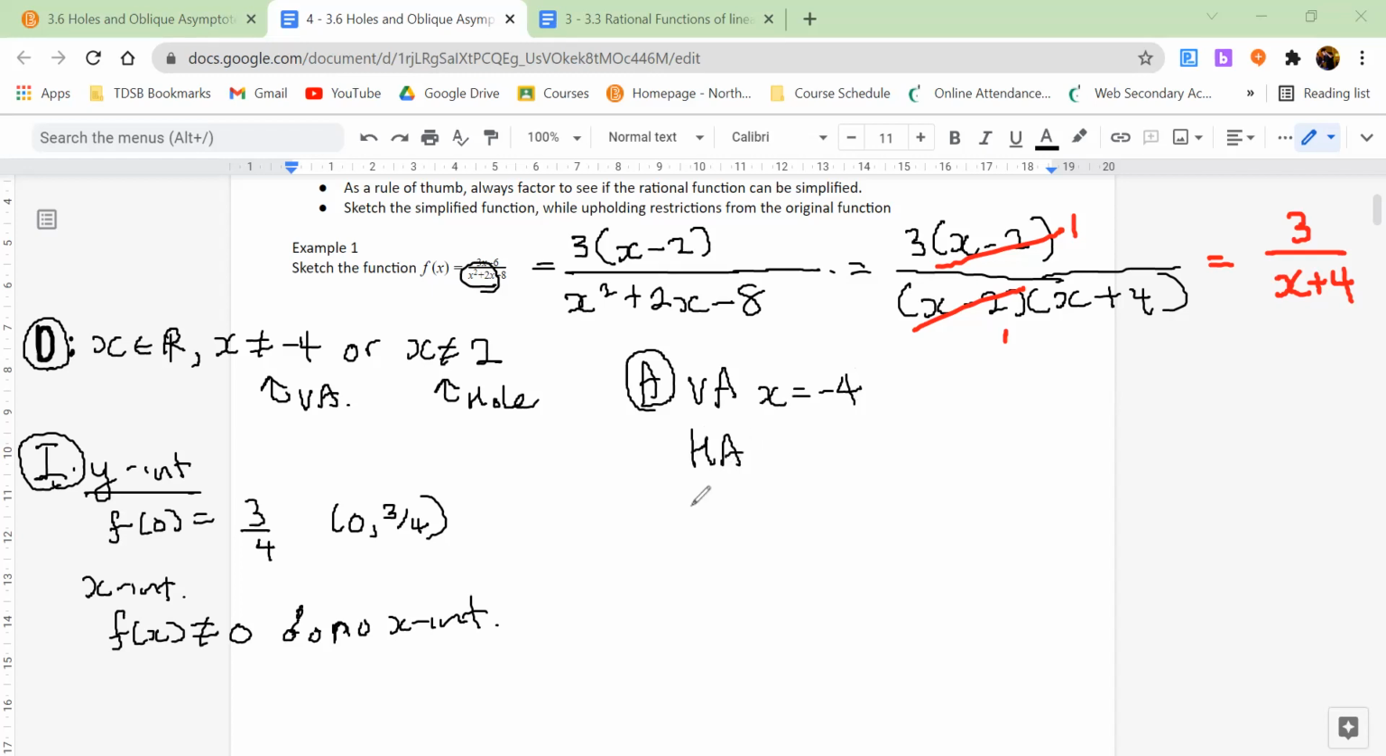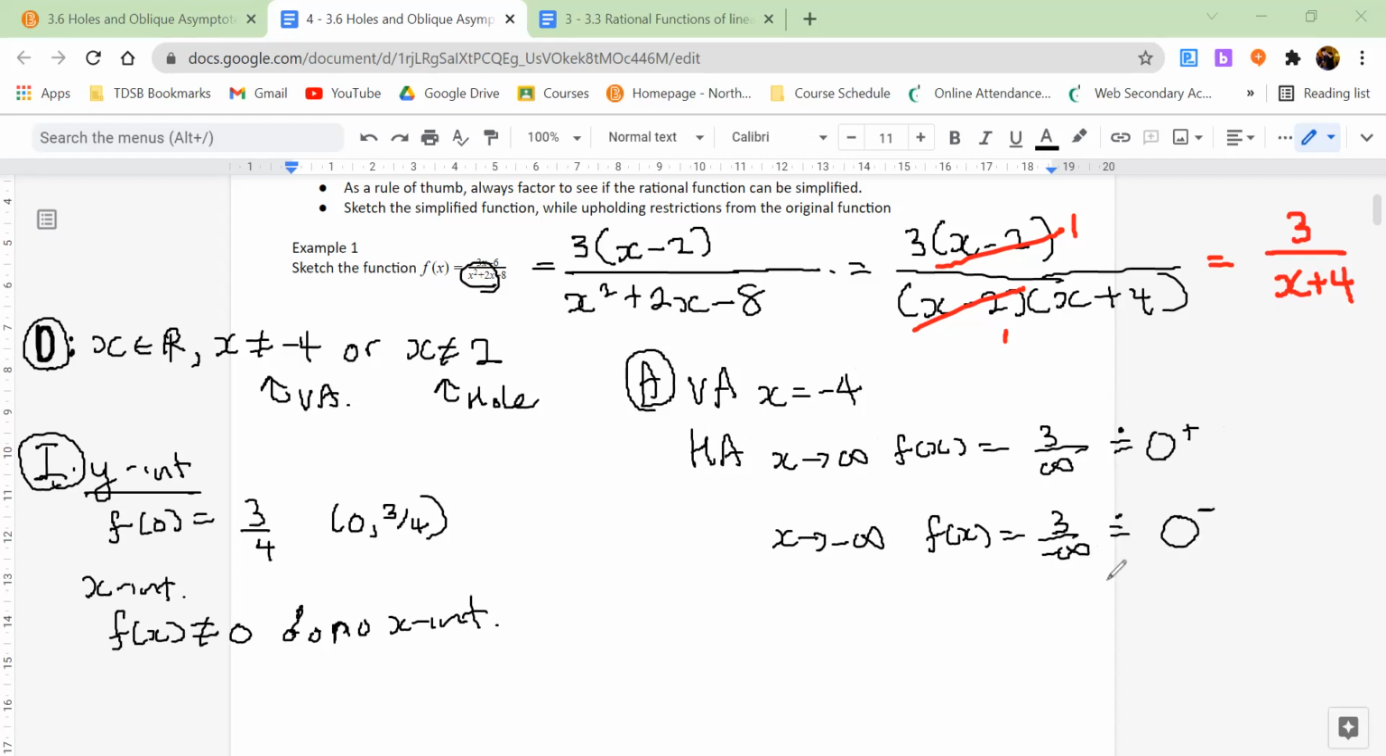Horizontal asymptote is essentially the end behavior as I approach infinity. Well, as x approaches positive infinity, f of x is going to be 3/infinity. It's essentially going to be 0 from the positive side. X going to -infinity, f of x is going to be 3/-infinity, which is basically 0, but from the negative side.